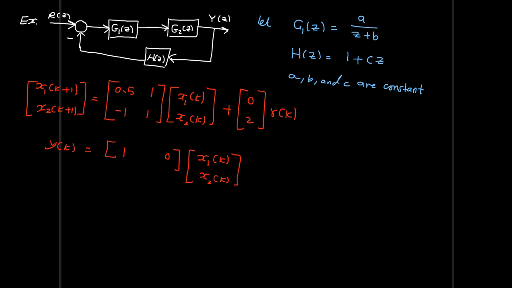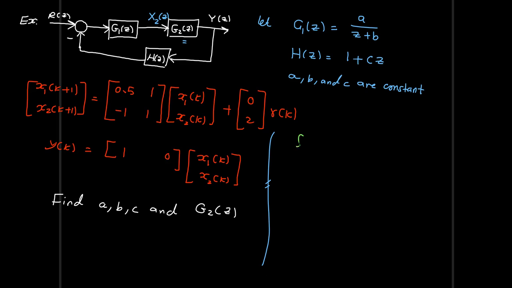Now we need to find the constants A, B, C, and also we need to find G2 of Z, given that this is x2 of Z. So now let's see what information we have.